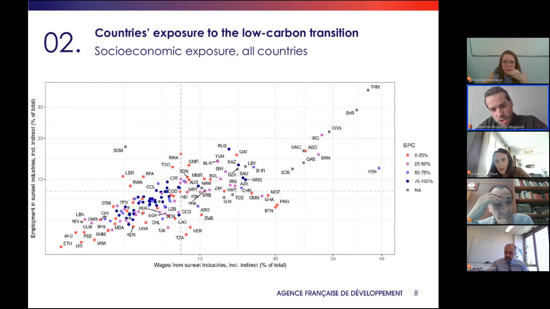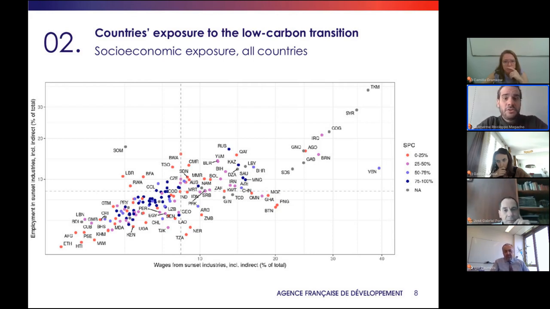Looking at the socioeconomic level, we also look at the importance of these industries to generate employment, in the vertical axis in this graph, and to pay wages, in the horizontal axis. Well, we have here a lot of countries that are in the top right part of the graph. These are the countries where the good jobs are in sunset industries. And why do we need to care about this? Because if this industry is declining, the good jobs are being destroyed. Are these jobs being created in other industries?